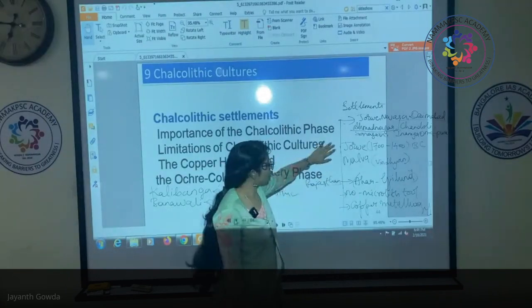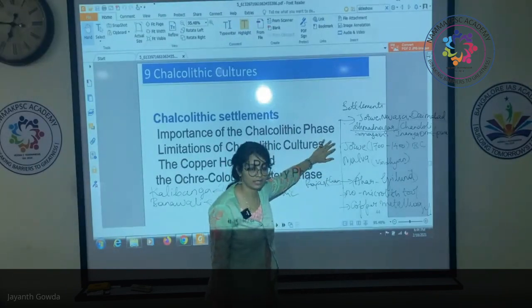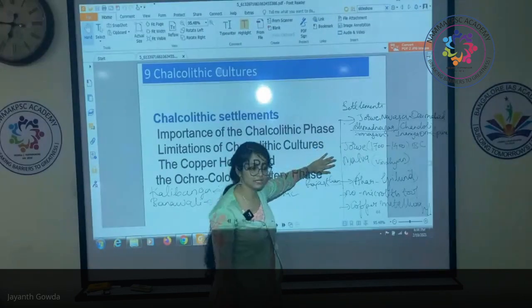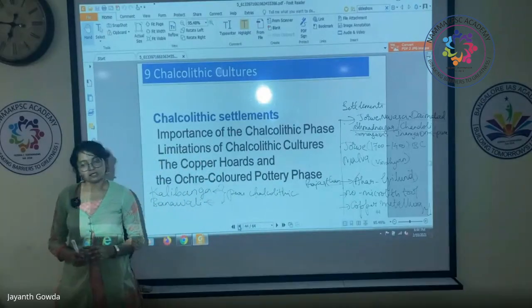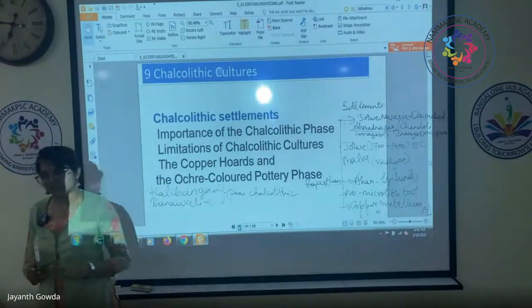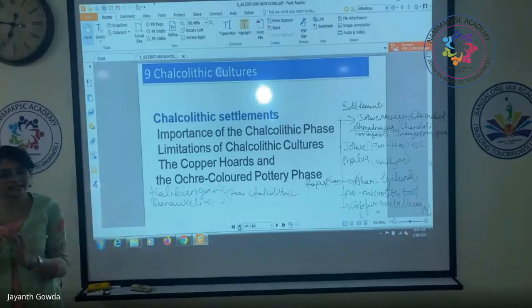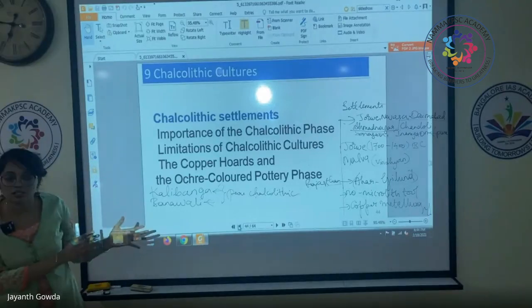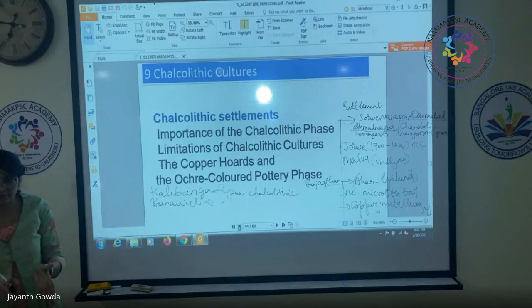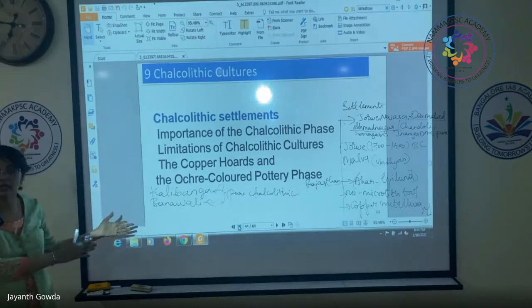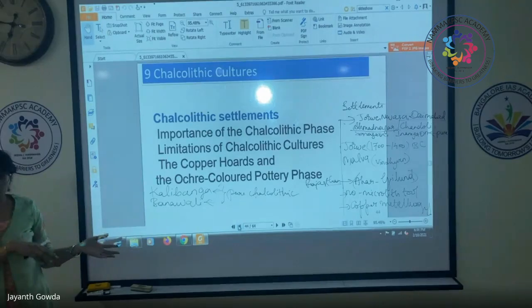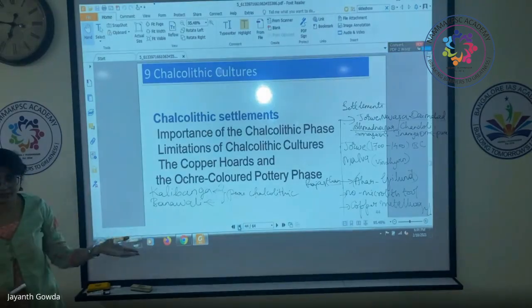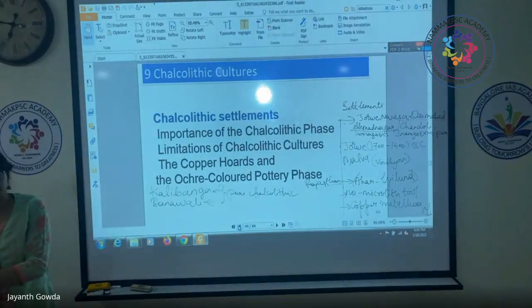So Jorwe is a place in Maharashtra, Jorwe culture. Malwa is in Madhya Pradesh, the Vindhyan region. I had told you that Chalcolithic culture sometimes coexisted with the bronze culture of Harappa simultaneously. A few cultures were pre-existing, older than the Harappan period, and a few were post-Harappan also.